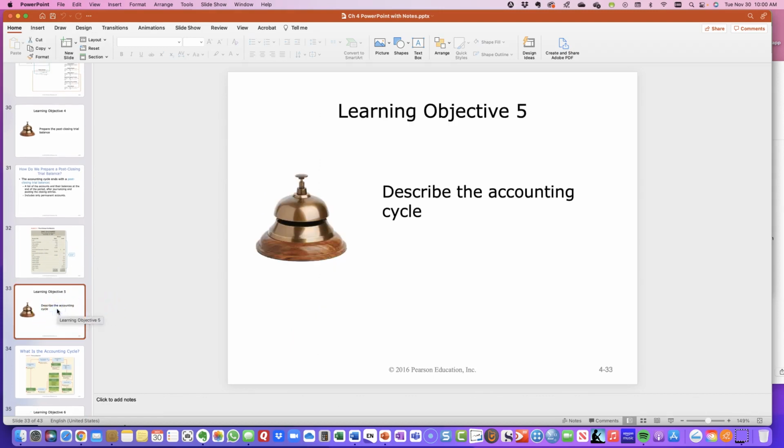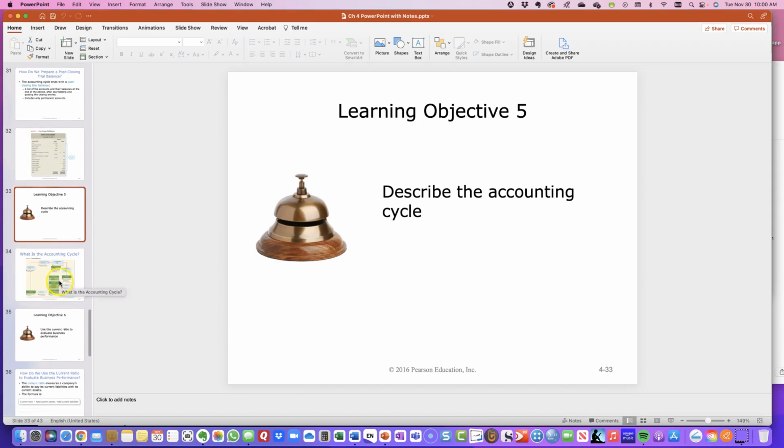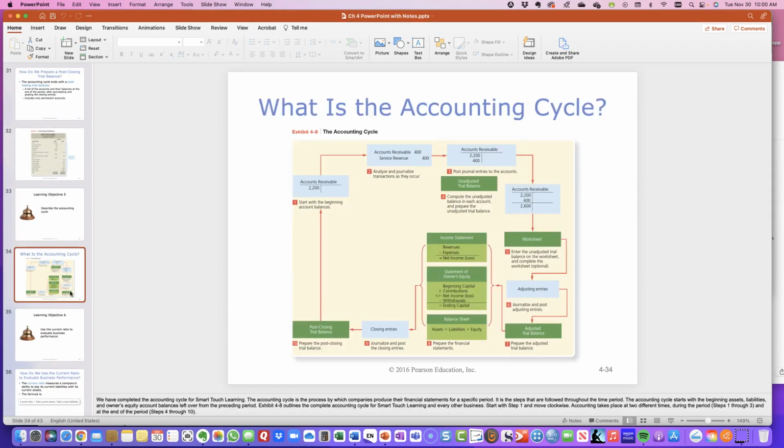Great. Now let's describe the accounting cycle. Here we have the accounting cycle, where we start with our account balances, then we prepare our journal entries as we need, then we post the journal entries to the accounts that they relate to. Then we look at the unadjusted balance in each account so we can prepare an unadjusted trial balance. And then we start our worksheet process.